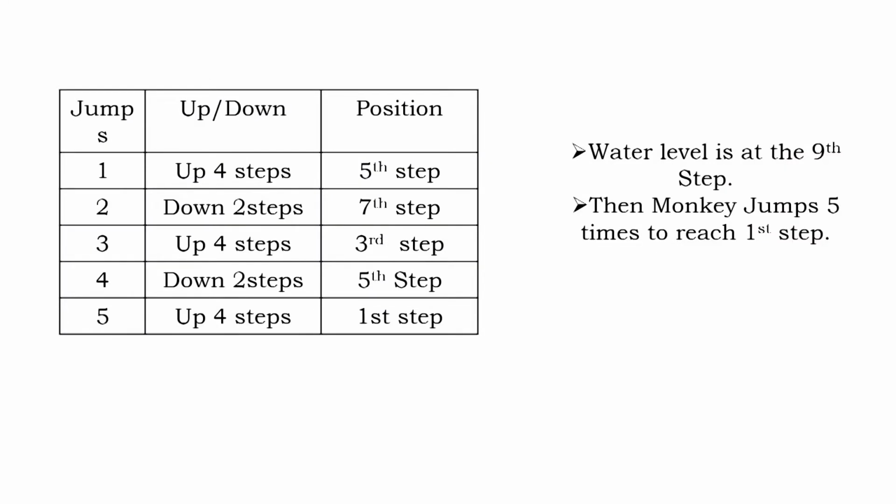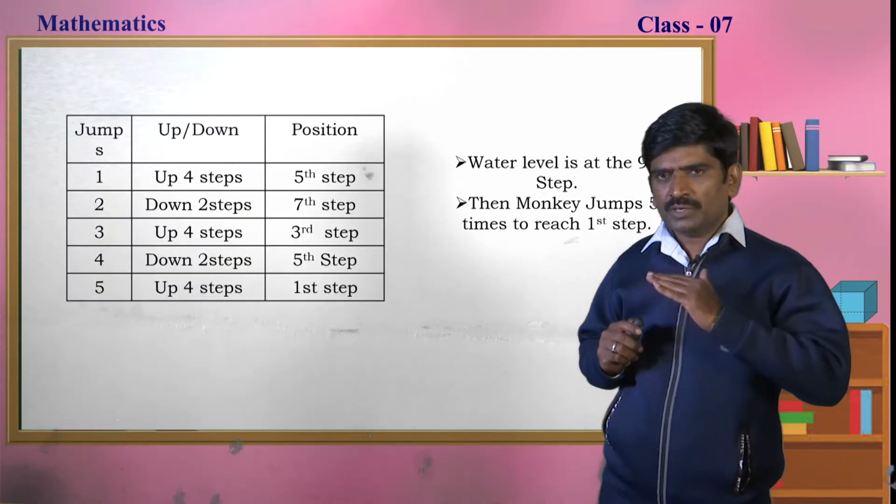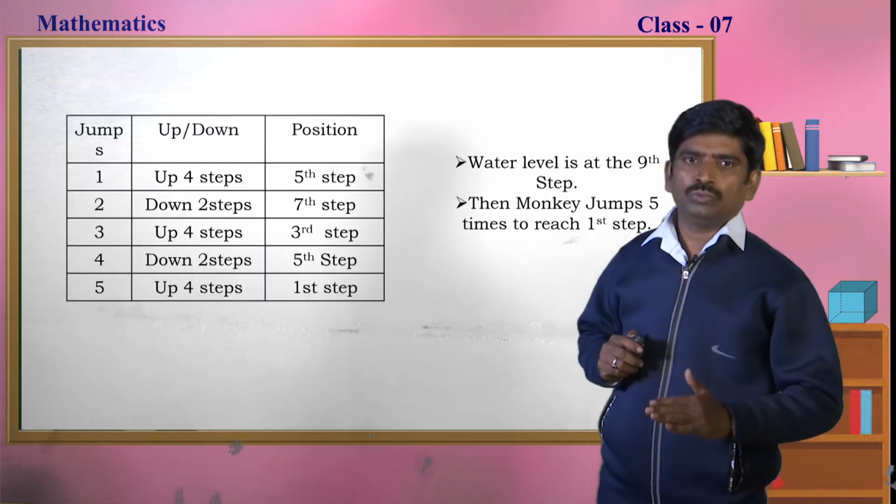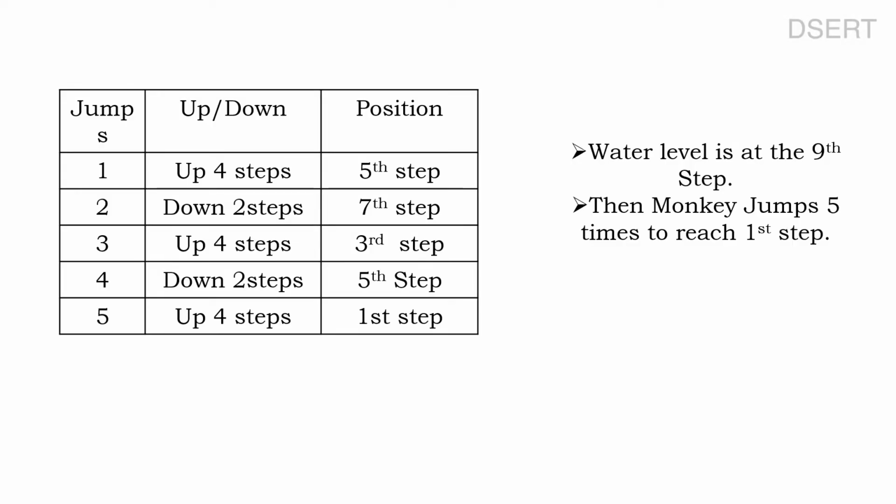See the table here. First jump, second jump, third jump, fourth jump, fifth jump. In the first jump, up 4 steps. In the second jump, 2 down. Third jump, up 4. Fourth one, down 2. Fifth one, up 4. See here the positions: 5, 7, 3, 5, 1. That is 1. That means he has gone from the water level at the 9th step to the first step. The monkey jumps 5 times to reach the first step.